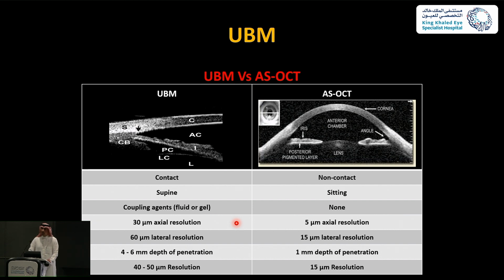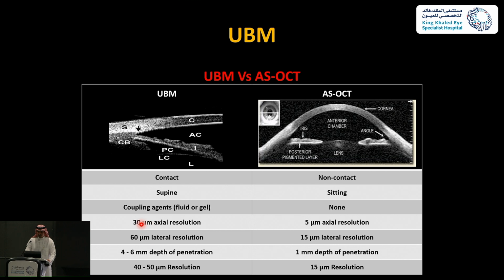Some might argue, why should we use UBM and not anterior segment OCT, which is a valid argument. However, each diagnostic utility has its own indication, benefits and advantages. When you compare UBM with anterior segment OCT, UBM is a test that you need to do after having contact with the eye, opposite to anterior segment OCT. You need to do it in supine position, or standing position sometimes, while the OCT is in sitting position. You have a coupling agent in UBM, and in anterior segment OCT you don't.